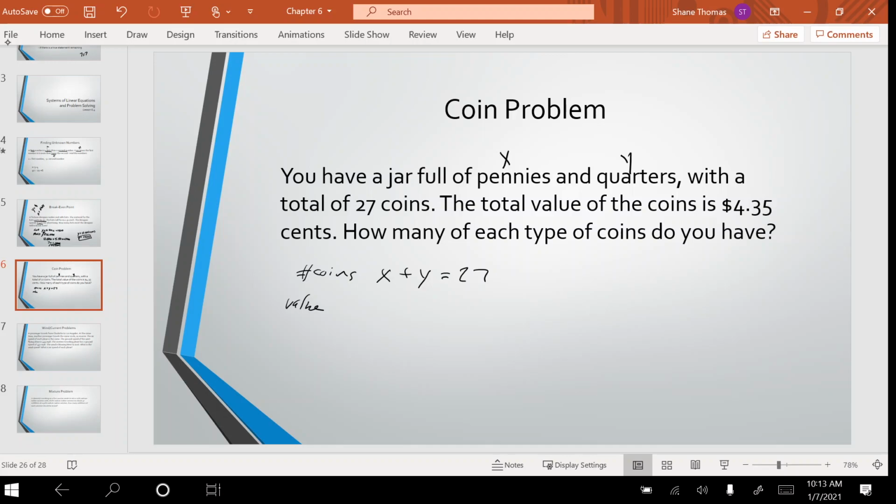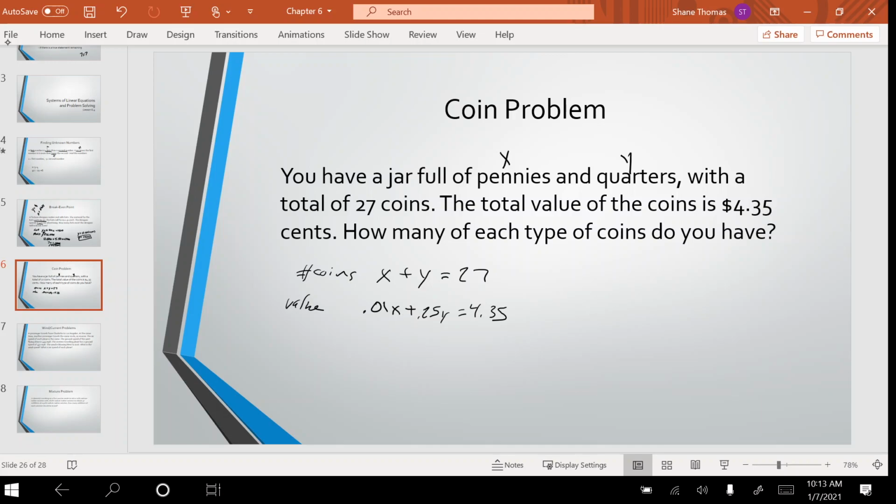Okay. All right, then the value, this is the only one that's a little bit tricky. This one you have to account for the value of each one of the coins. Okay? How much is a penny worth? 1 cent. So it'd have to go 0.01x plus, how much is a quarter worth? 25 cents. So we have to go 0.25y, and that's going to be equal to 435.